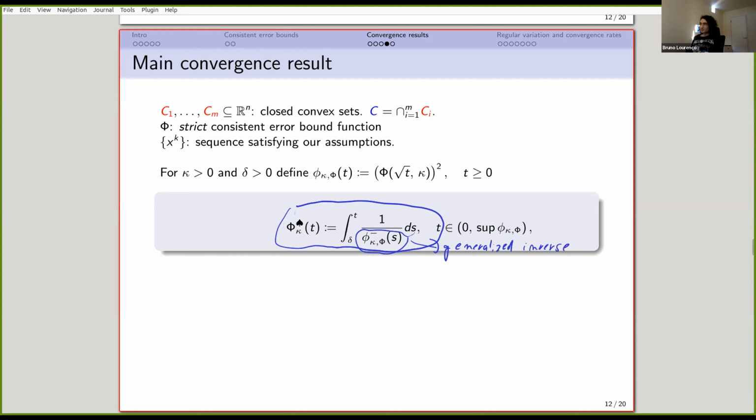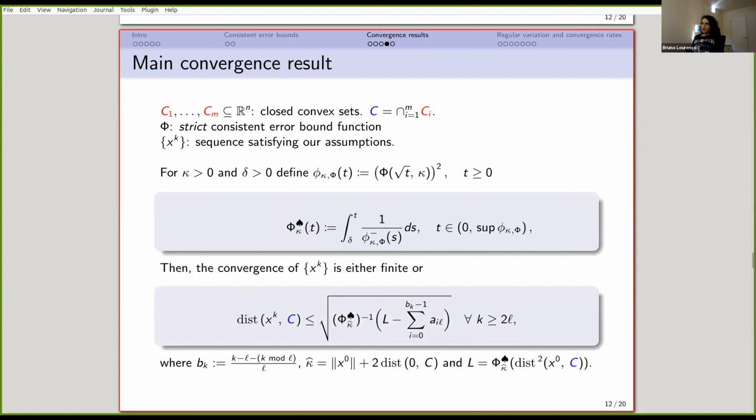It turns out that if you succeed in computing this, you can use the inverse of this to say something about the convergence rate. So you need to compute this integral, you need to invert this, and after you invert this, you can show that the convergence of x_k should be either finite or should decrease using this rule. So this is not easy to compute in general, but if you manage to compute this, you get an expression that describes the convergence rate.